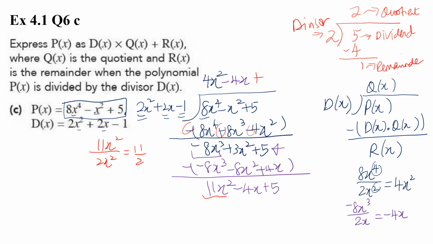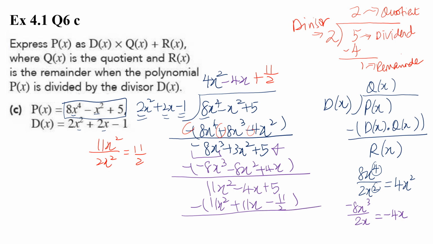So this becomes plus 11 over 2. Take 11 over 2 times every term of the divisor again. The first term, of course, will get back your 11x squared. The second term will be 11 over 2 times 2x, that will give you 11x. The third one will be negative 11 over 2.